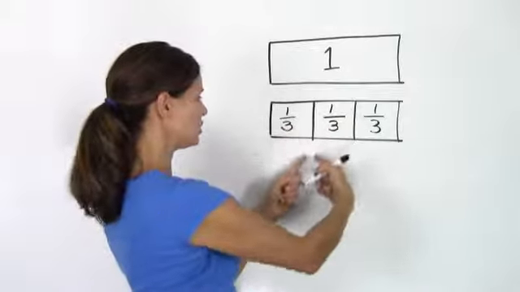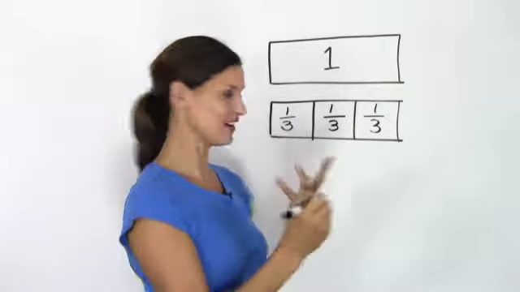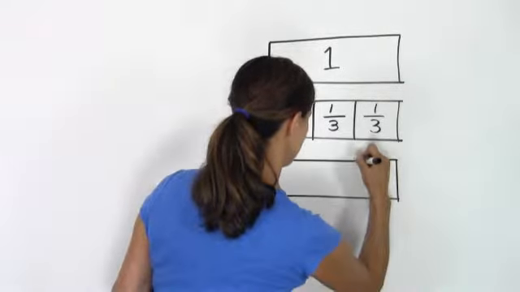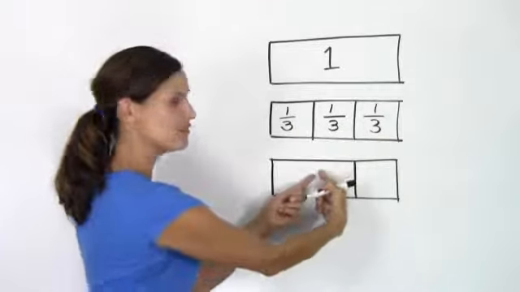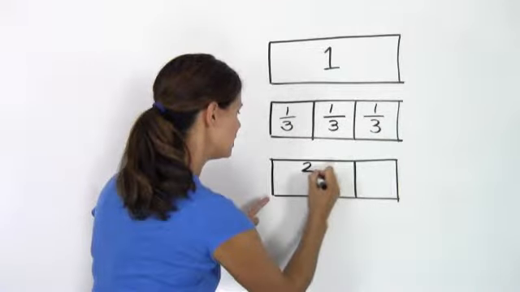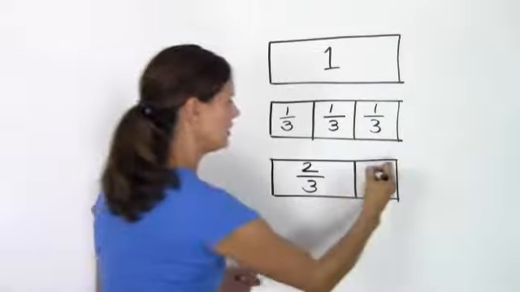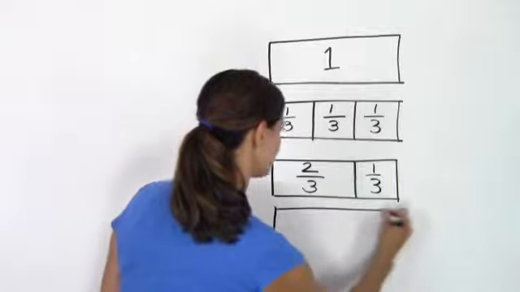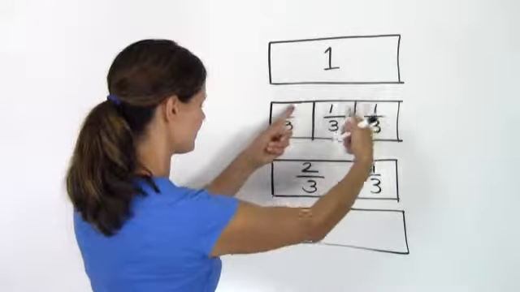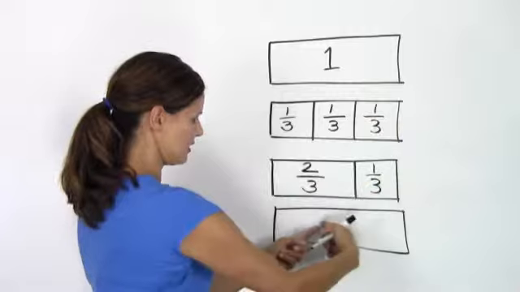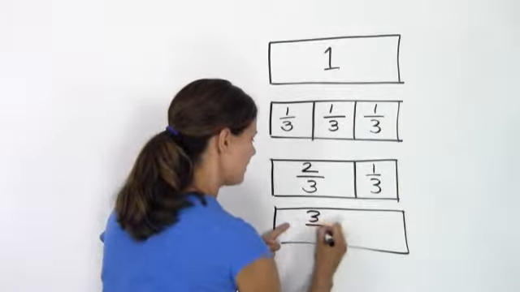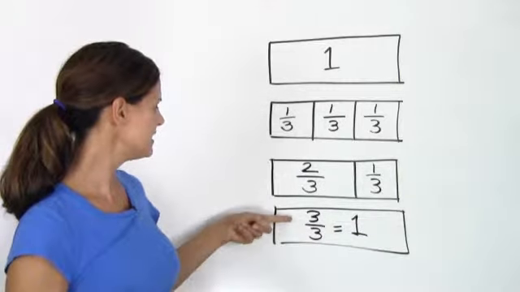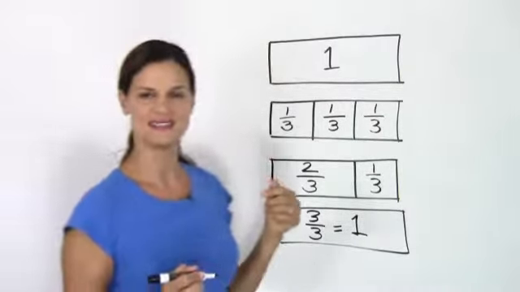Now if I put 2 of these 1/3s together, and I look again at my rectangle, I've brought 2 of these 1/3s together, I've got 2/3, and still 1/3 of my rectangle here. Now, if I bring all 3 of my thirds together, 1/3, 1/3, and 1/3 into one rectangle, I've got 3/3, which equals 1. And as you can see, this rectangle is the same as this one.